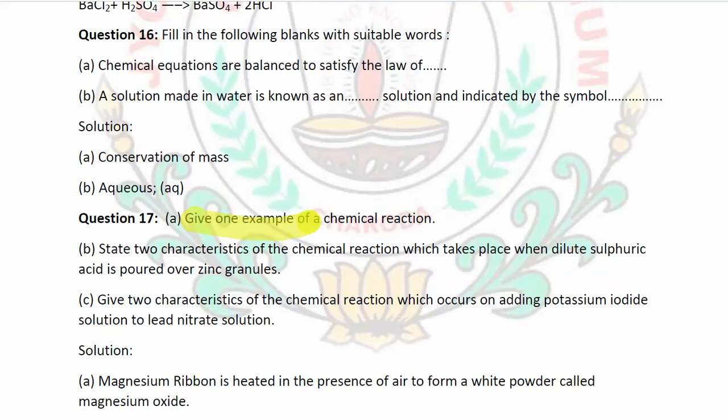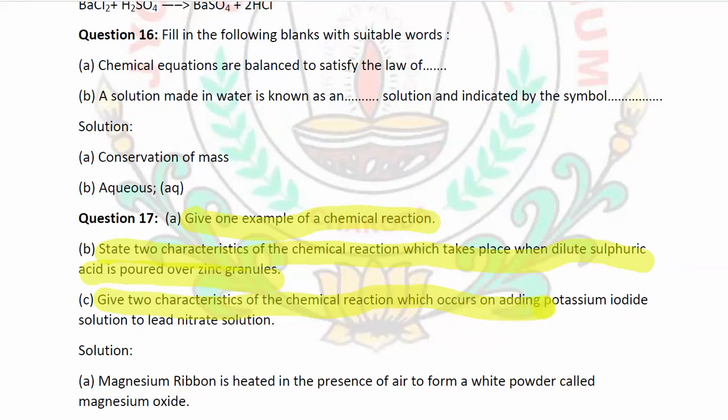Give one example of a chemical reaction. State two characteristics of the chemical reaction which takes place when dilute sulfuric acid is poured over zinc granules. Okay, it is asking us to give the two characteristics of the chemical reaction when we are pouring dilute sulfuric acid on zinc granules. Also, it is asking to give two characteristics of a chemical reaction which occurs on adding potassium iodide solution to lead nitrate solution.